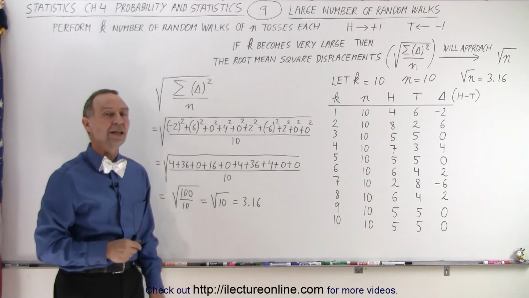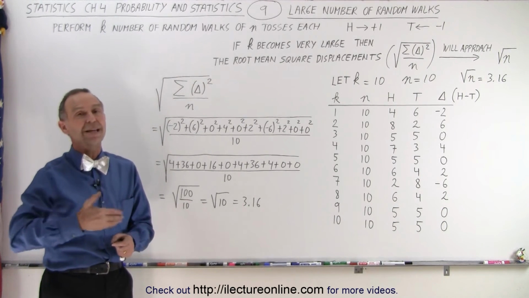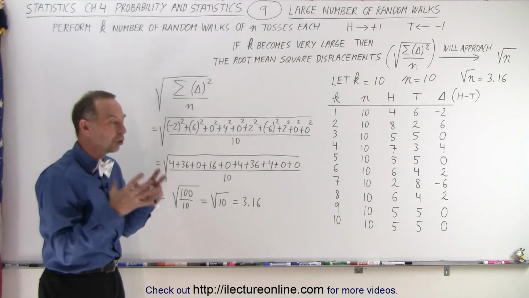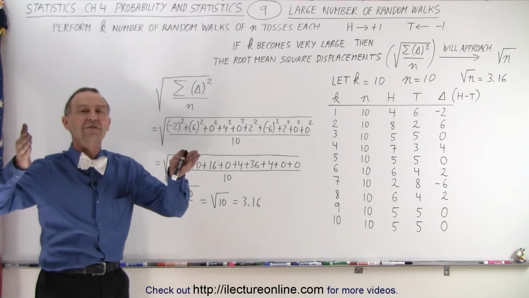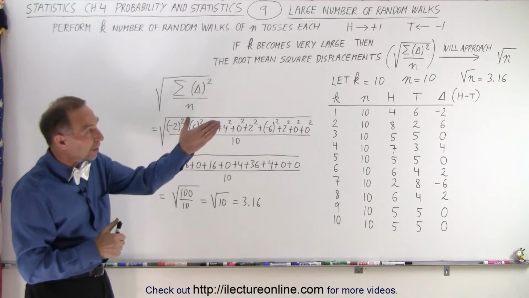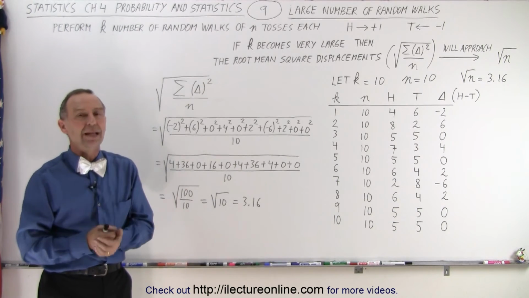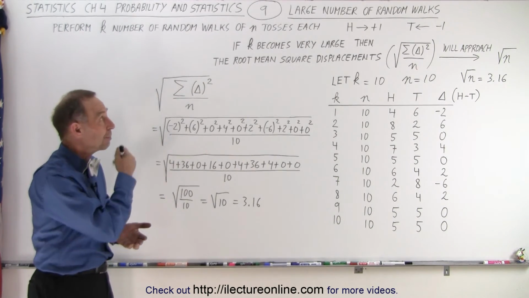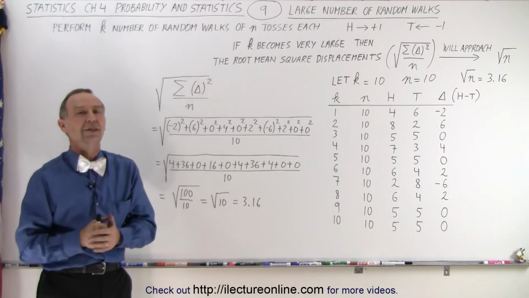That is how it's done, and that's why if you're only going to do a few tosses, you must have many, many random walks to get close to that theoretical value, the expected value of how much you will deviate from the point of origin. How far away will you be? About 3 units if you do it many, many times over. And that is what we mean by a large number of random walks will get you close to that theoretical value.